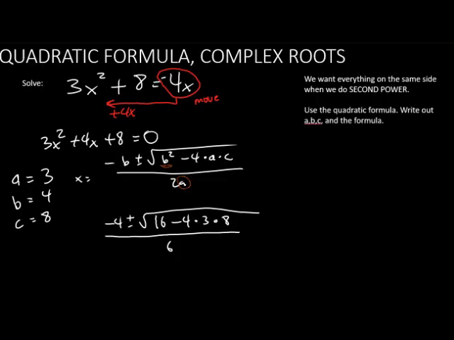Now we will simplify the second part under the root. That's going to be negative 4 times 3 times 8. If you go to a calculator and multiply that together, you will get negative 96. So our quadratic formula now says negative 4 plus or minus square root of 16 minus 96, all divided by 6. We'll continue simplifying that square root on the next page.